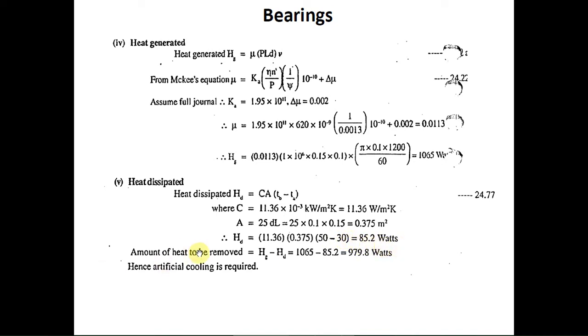The amount of heat to be removed is nothing but Hg minus Hd, heat generated minus heat dissipated. 1065 is the heat generated and 85.2 watts is the heat dissipated. So 979.8 watts is the amount of heat to be removed. Hence artificial cooling is required because the amount of heat to be removed is large, almost 1 kilowatt. Therefore you recommend that artificial cooling is required for this problem.